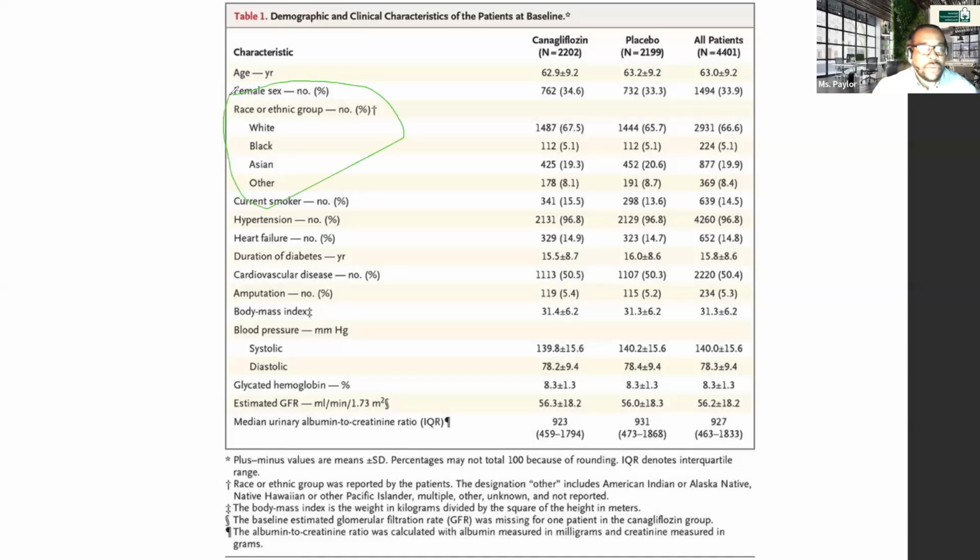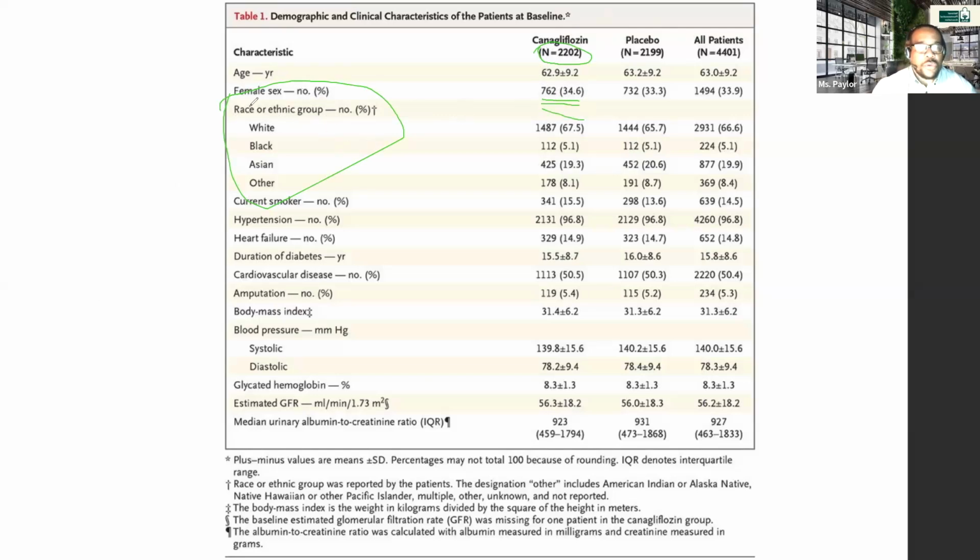So here are some of our categories. Race or ethnic group. This one actually shows the number right next to the percentage. So out of the entire group, we have a total of 2,202 people in the canagliflozin arm of the study. 762, or 34% of this entire group, reported female.